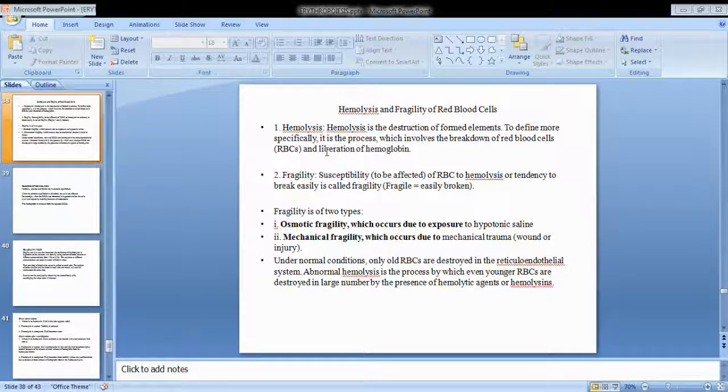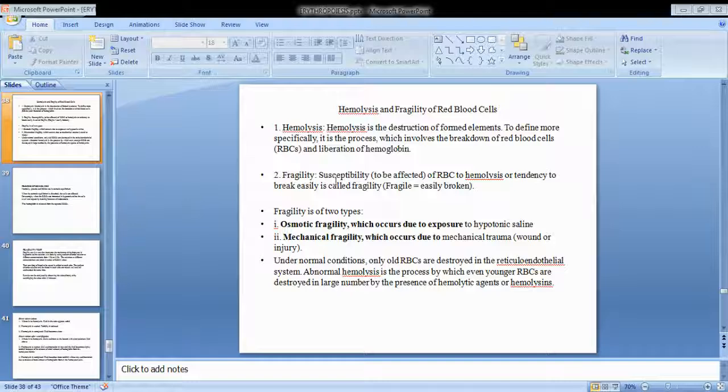So if we don't take blood properly, say we take blood with a small syringe, what do we do? We remove the needle and transfer the blood into a test tube. But if you push the blood through the small bore without removing the needle, it will lead to hemolysis. Okay, so the destruction of the RBC will cause the hemoglobin to get released.